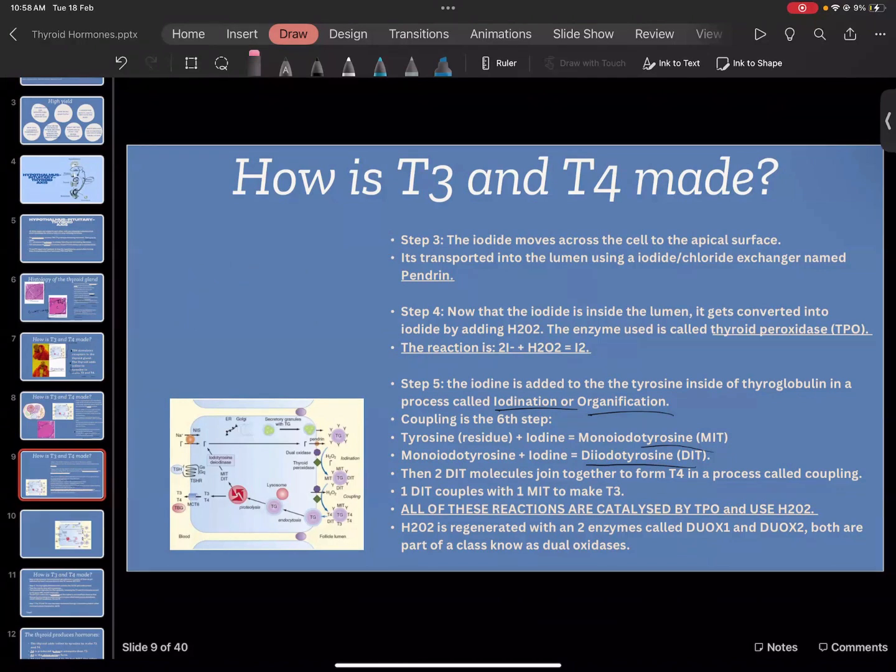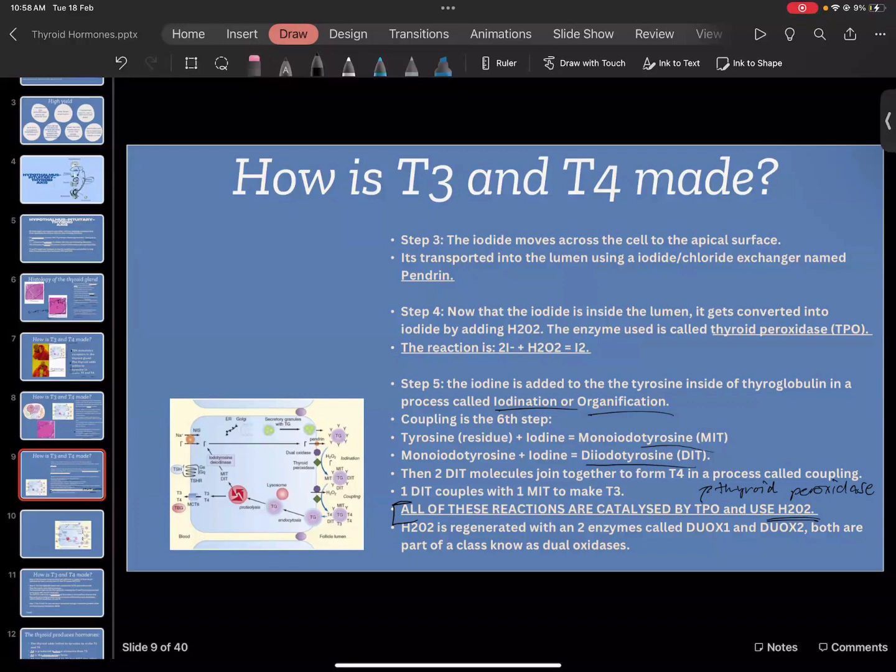So here I added an extremely important point. It's that all these reactions are catalyzed by TPO, which is thyroid peroxidase. I want you guys to remember this name. Okay. And they all use H2O2. So that's a lot of H2O2 getting used up. So how do we remake the H2O2? How do we bring it back so that we can keep using it?